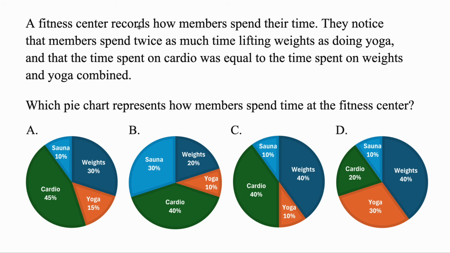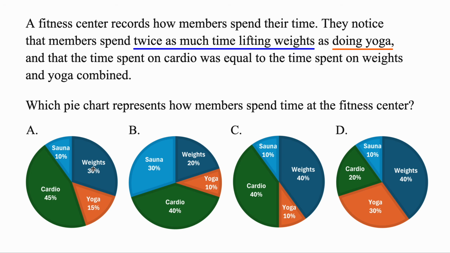A fitness center records how members spend their time. They notice that members spend twice as much time lifting weights as doing yoga. Let's go ahead and pause here. We want to find which of these shows twice as much time on weights as doing yoga. In other words, weights should be double the amount of time of yoga.